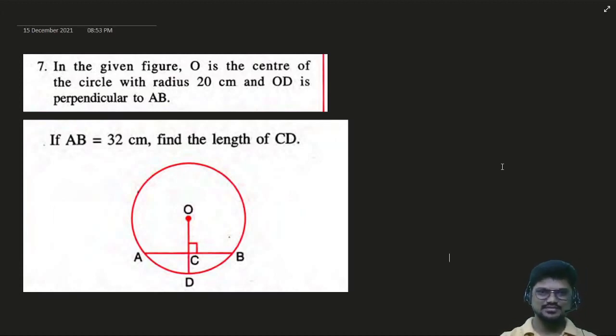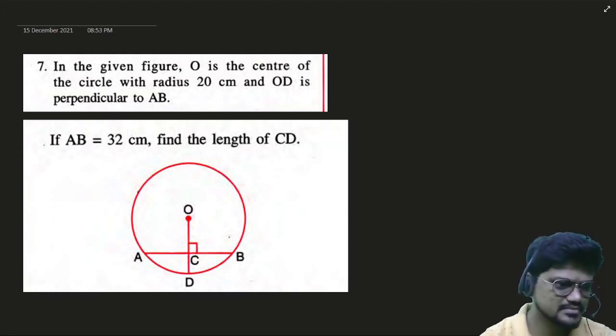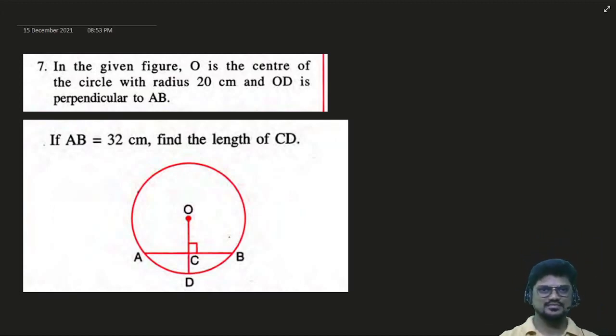Sir, they have not given OD also. The AB is given, no? Only AB, and the radius is also given. Sir, can I say the answer? OD is also the radius. Is it correct? Wait, I'll tell you. It's right. Sir, I just subtracted it. Yes, radius minus OC.